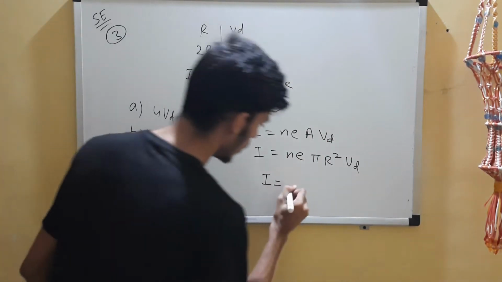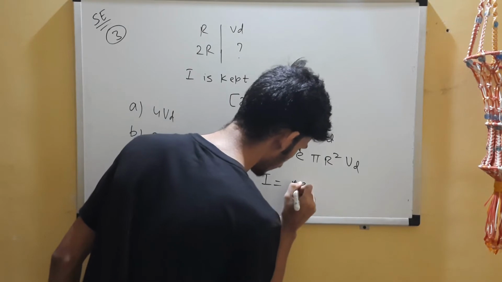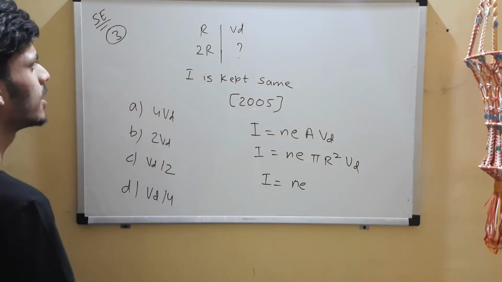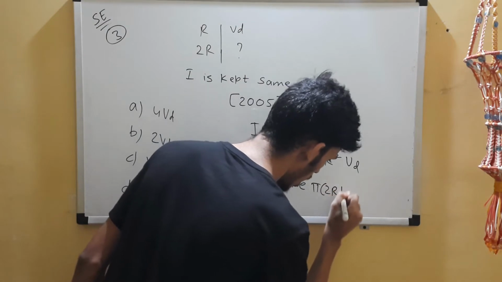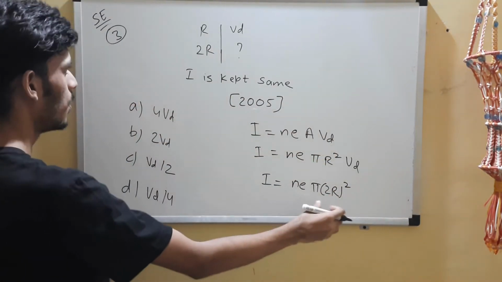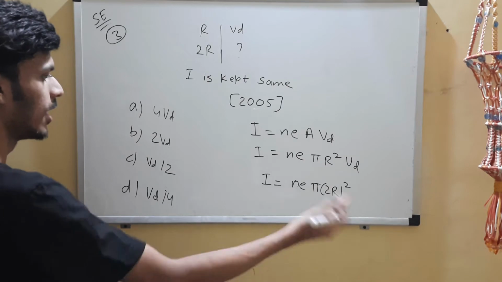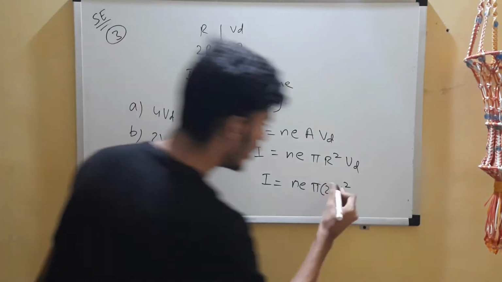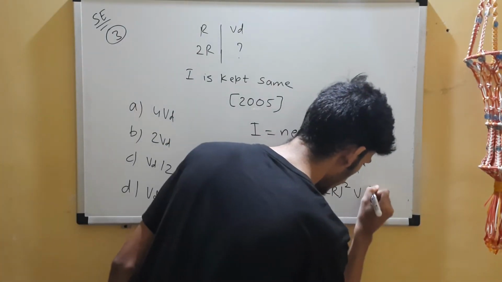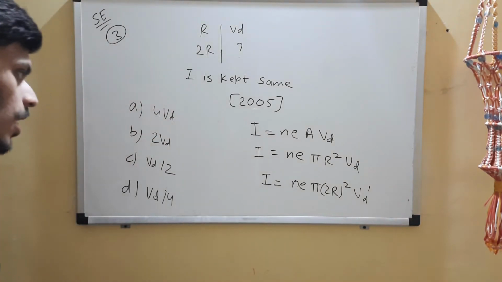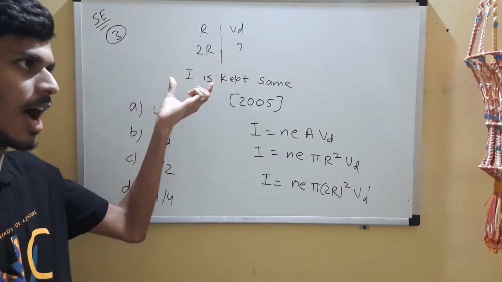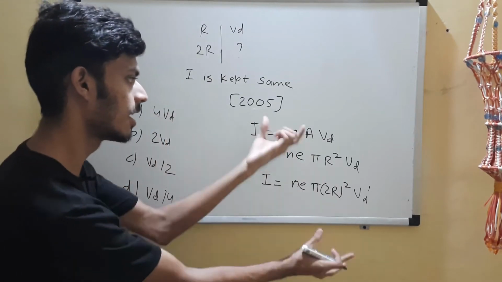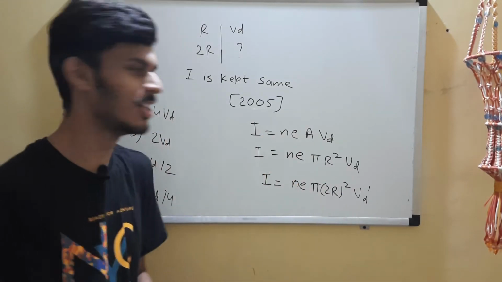In this case you can note that Ne will remain same, only the area will change. Area will be pi into (2r) square, because the radius is doubled now, and drift velocity will change. Let us call it Vd dash. Now you can see that it is told in the question that I is kept same, right?